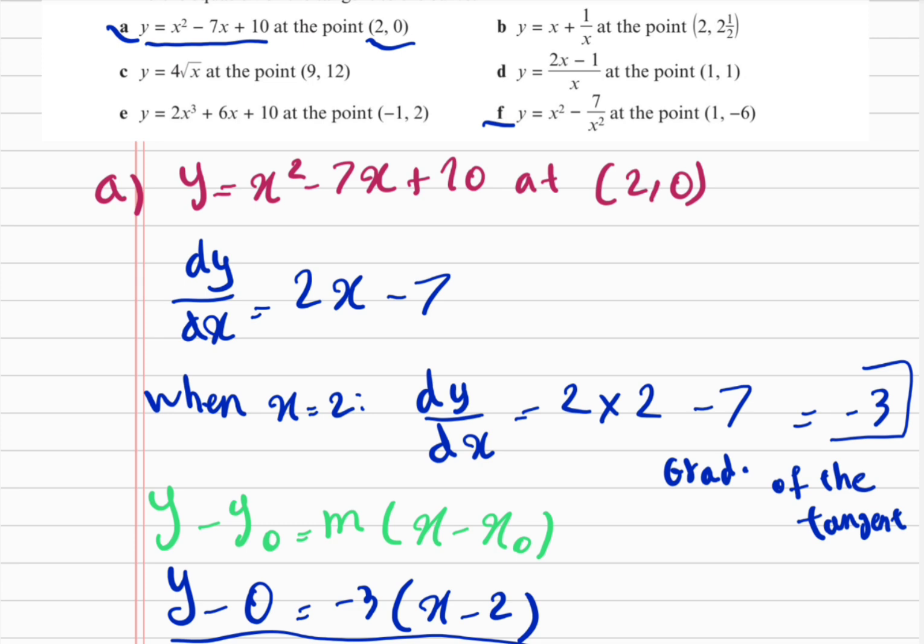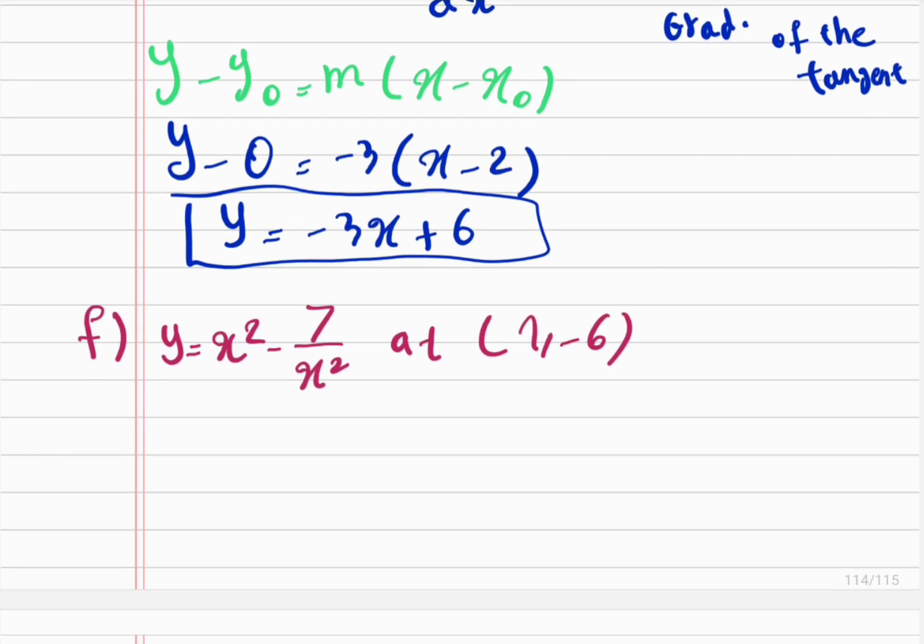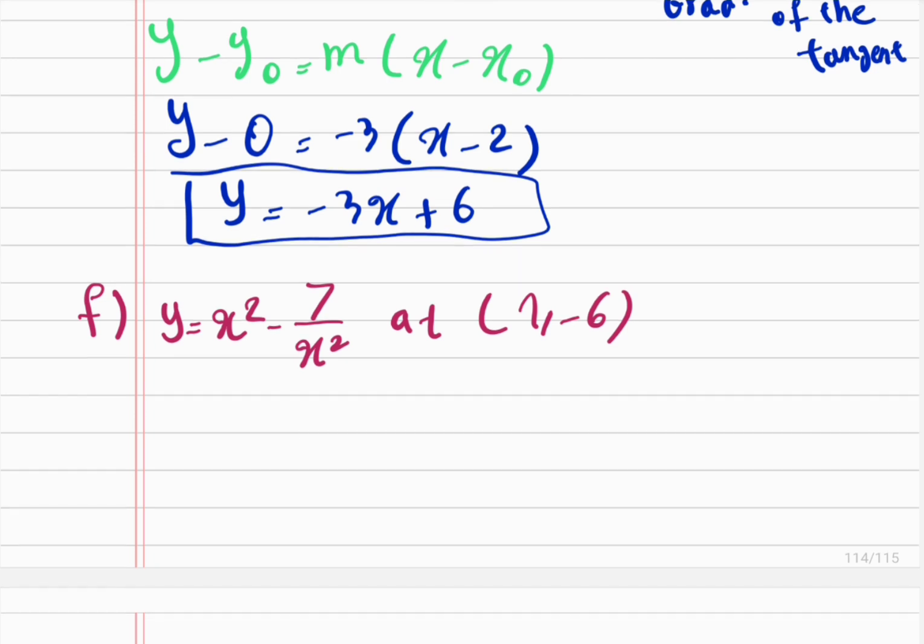Right, now let's do part F. So we have the equation y is equal to x squared minus 7 over x squared, and then we want to find the gradient, the tangent at the point 1, minus 6. Okay, so again, the approach is the same. We just need to differentiate and find the gradient, and then we use the formula to find the equation of the line. There's only one thing that we should do before finding the gradient, and that's just rewriting the equation of the curve in a nicer form such that we can differentiate that.